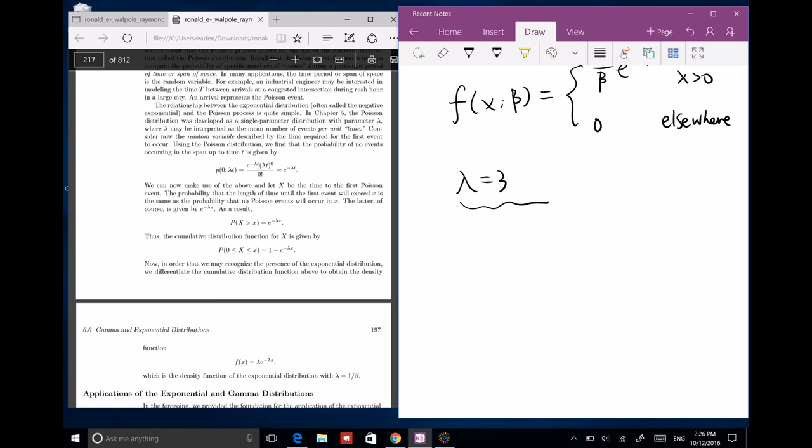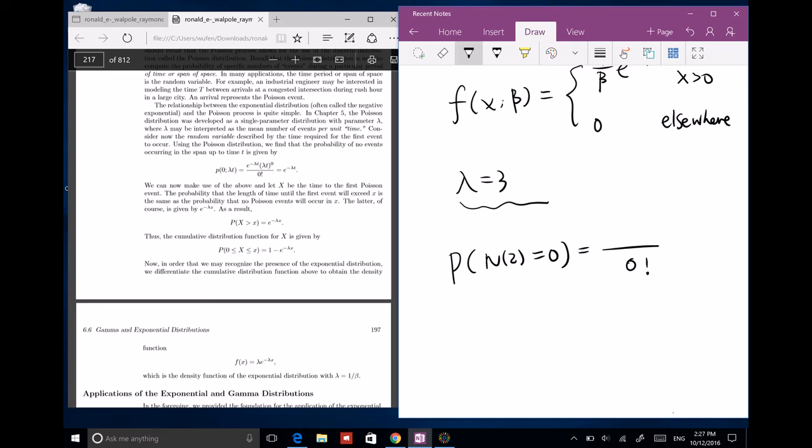But there is another way to look at it. If we say, in the next 2 hours, the probability that 0 babies are born equals (3x) to the power 0 times e to the negative 3x, over 0 factorial. Sorry, it's just 3 squared.